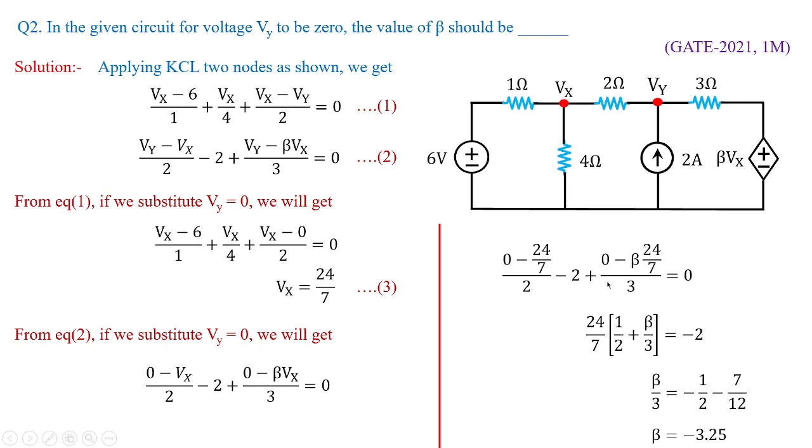With this, I'm taking 24 by 7 common. I'm going to get 1 by 2 plus beta by 3 equal to minus 2. This minus is taken common. That's why we are going to get the value of beta, which is equal to minus 3.25.